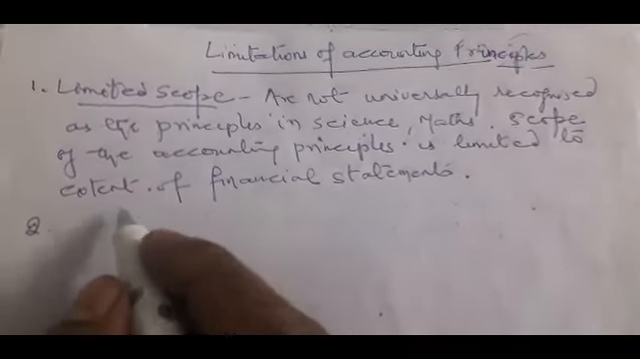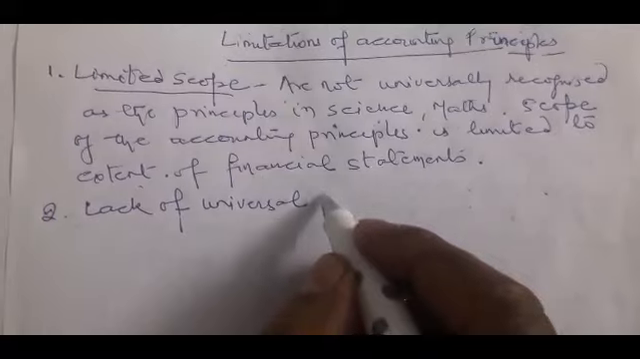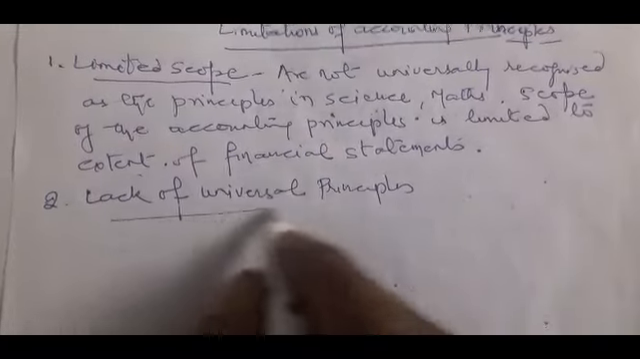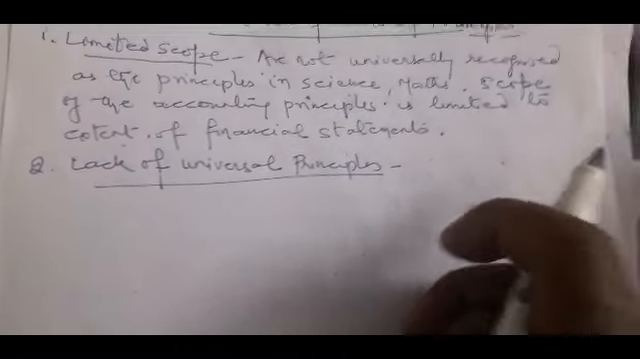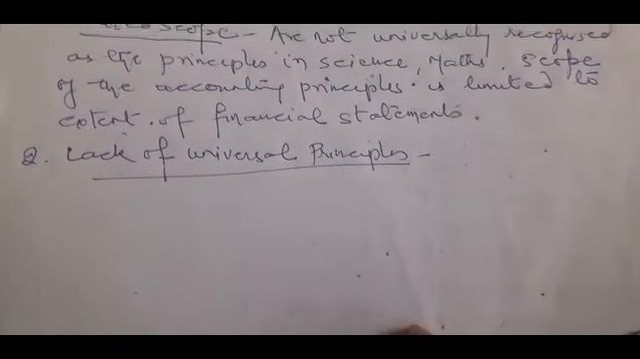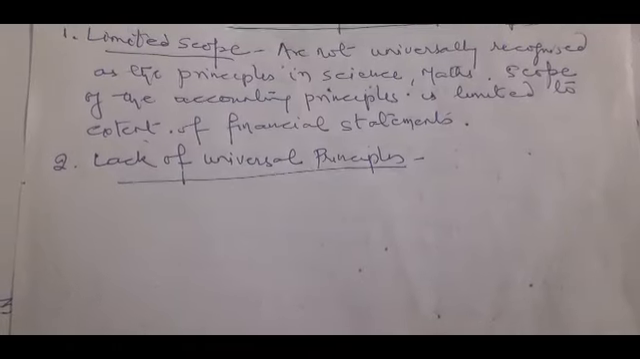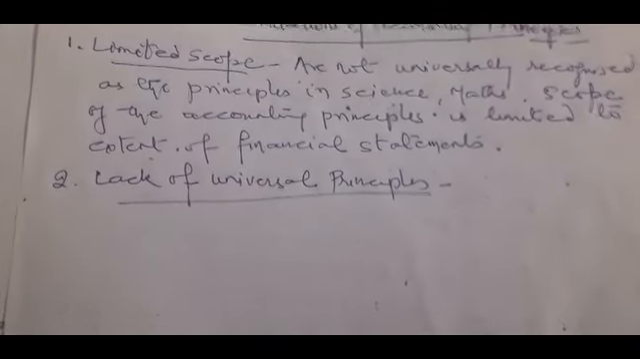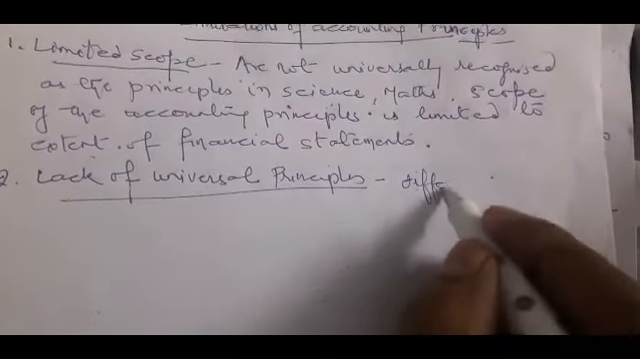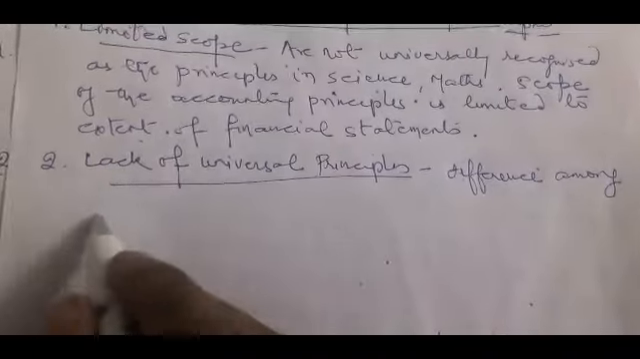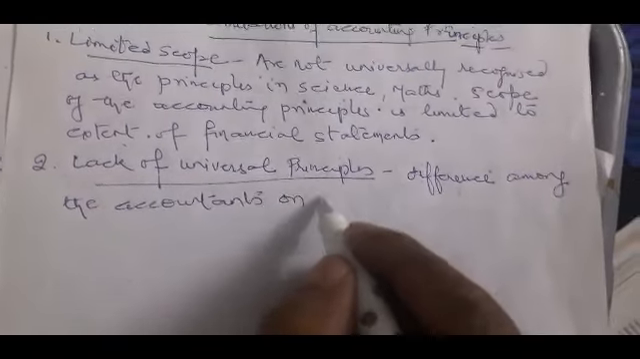Number 2, lack of universal principles. There is a difference of opinion among the various accountants on these accounting principles. So this is the reason why different accounting principles are used or adopted by different organizations for the same matter. So there is a difference of opinion among the accountants on the accounting principles.